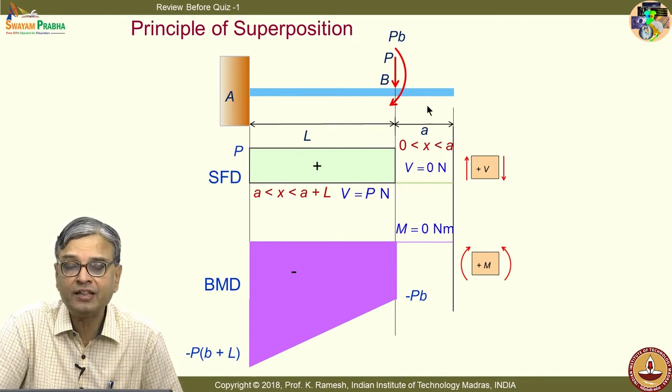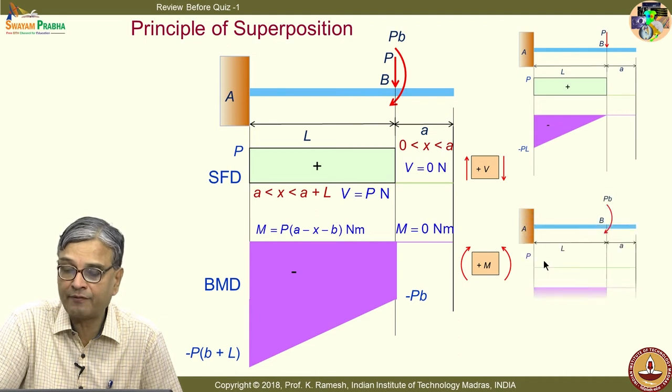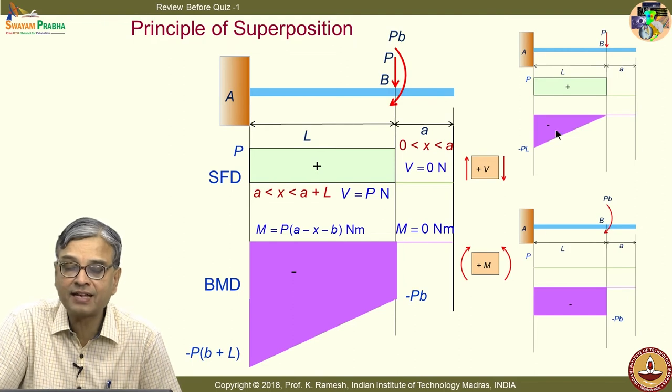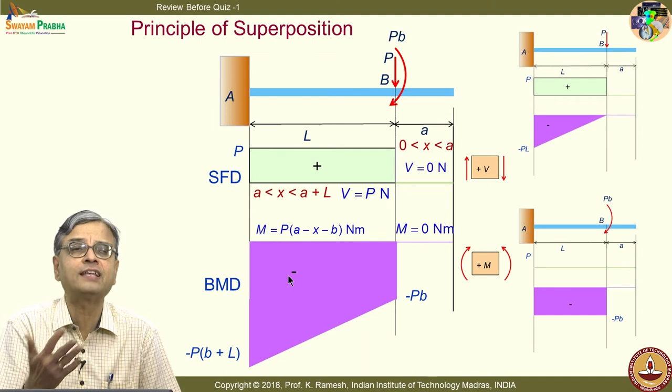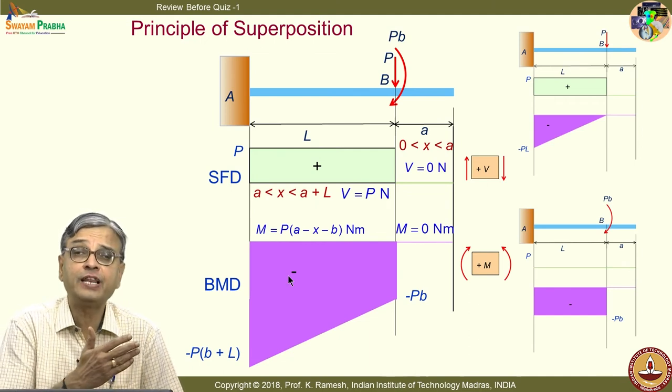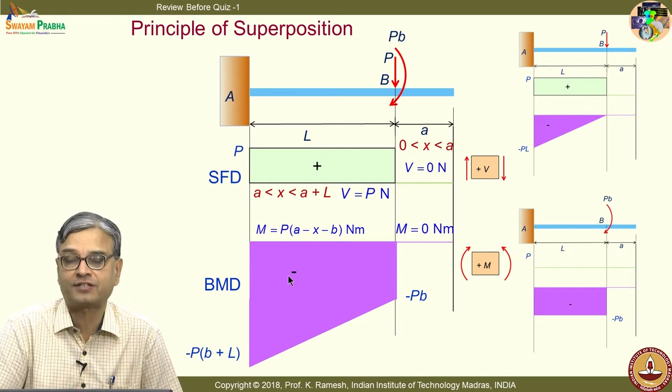I can rethink that this problem is consisting of two different loads, load P and load PB. I can get the shear force and bending moment diagram for the load P. I can get the shear force and bending moment diagram for the moment. I can simply add this, I would get this answer. This problem is very simple. I just brought it for illustration. And this is a very powerful principle that will be used in your later courses.